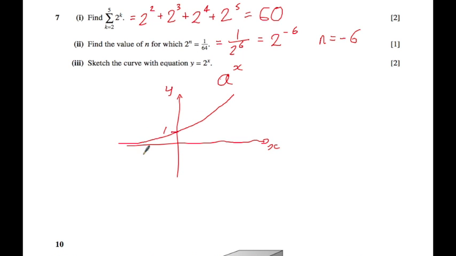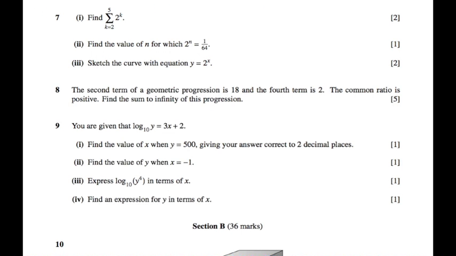They always go through 1, the reason being anything to the power of 0 is 1, and then they shoot off to infinity. So apart from this intersection here, there aren't any intersections at all. So if that said 3 to the x, 5 to the x, 9 to the x, it would always have this same general shape. Okay.